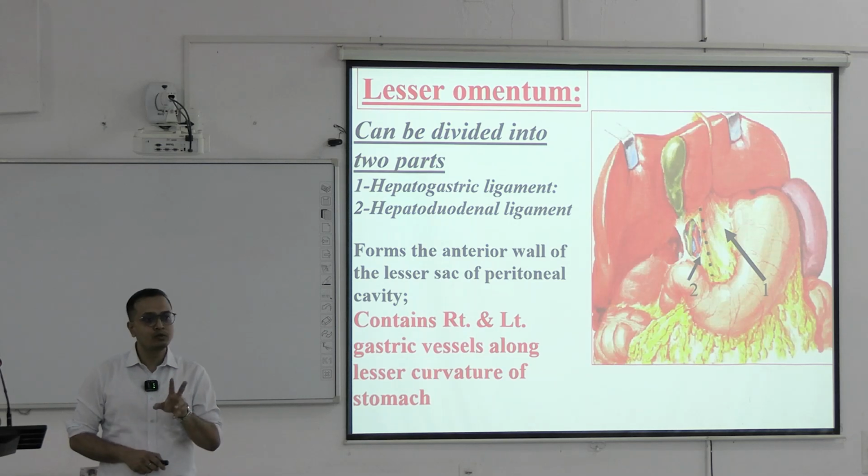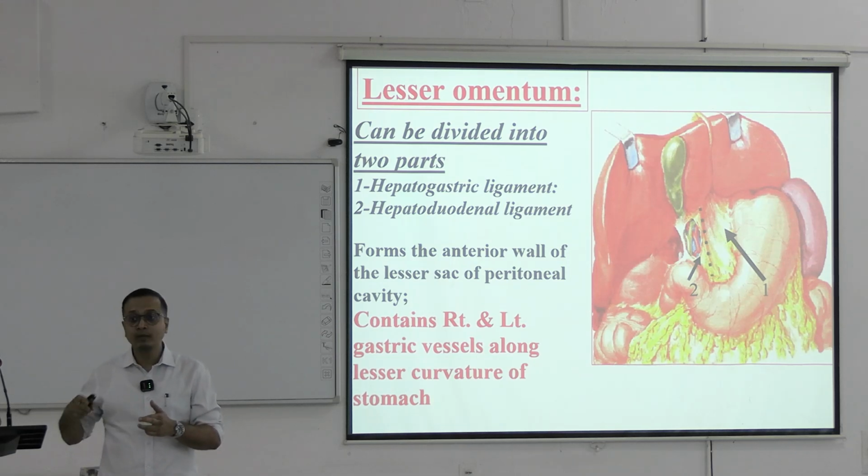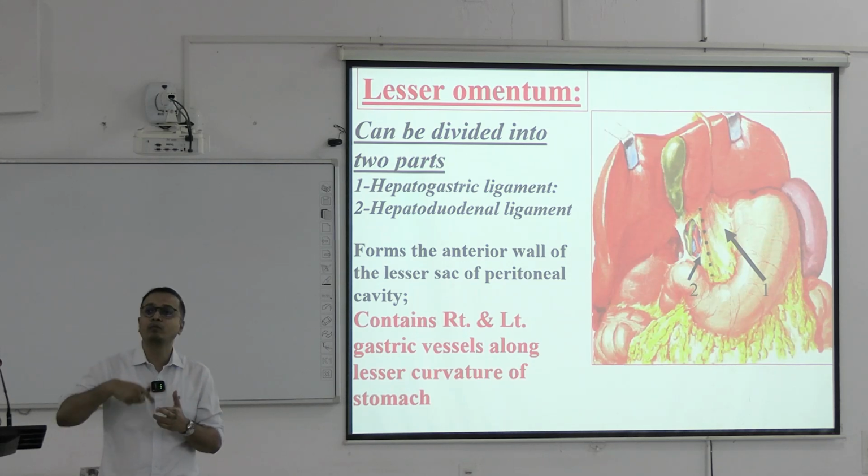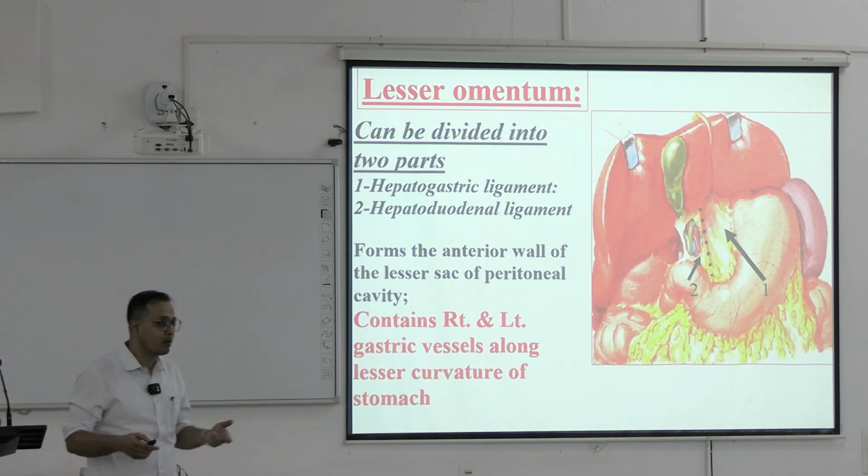So, the 2 things we need to secure if you want to do a surgery for the gallbladder. First, blood supply needs to be clipped. Second thing, the outlet of the gallbladder, that is the cystic duct, that also needs to be clipped, or else it will be spilling blood. So, there will be a problem.